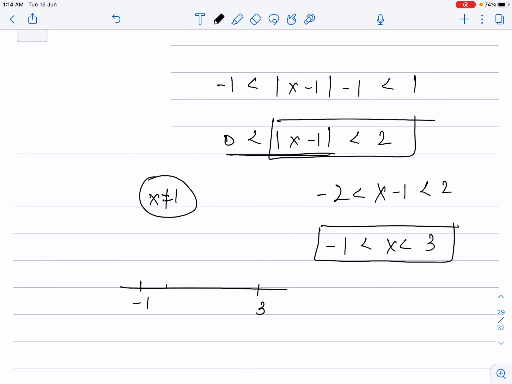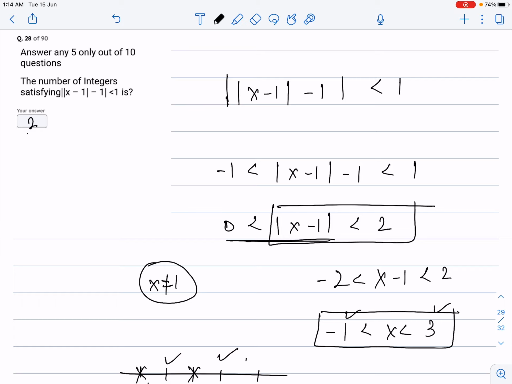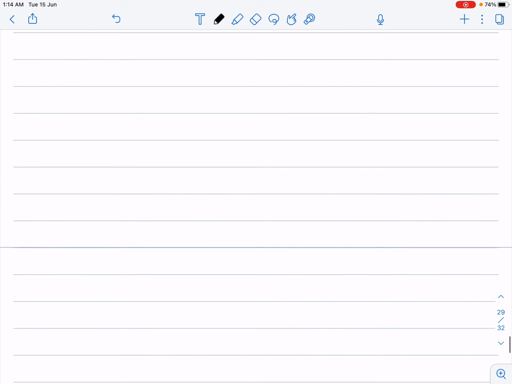So what will we do? 0, 1, 2 are there in between, but 1 should be crossed out by me. So 0 and 2 will be the only ones satisfying because here it is open, here it is open. So 2 will be the right answer for this question. Let's move ahead to the next question.